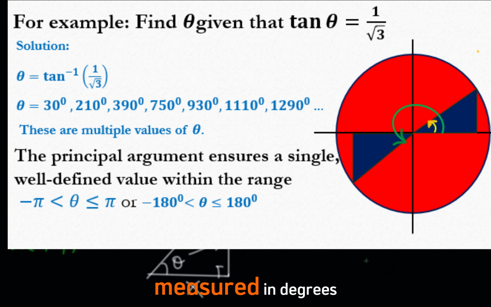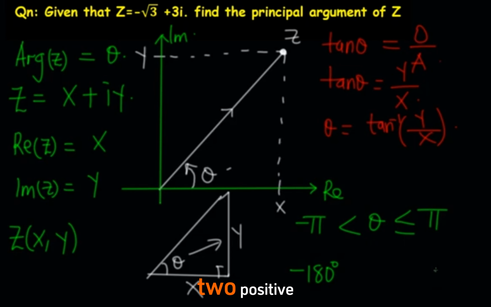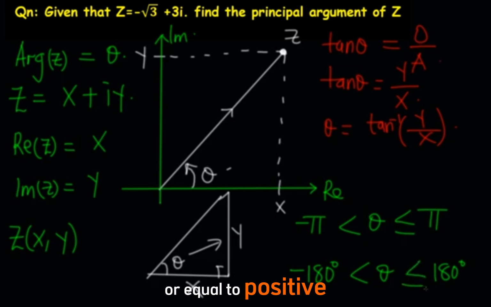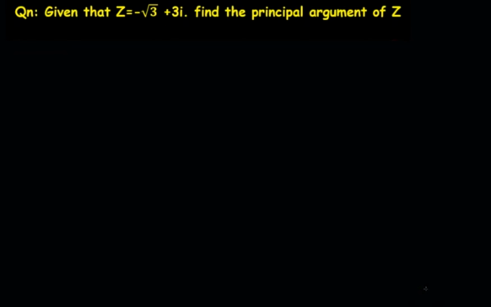Now if it is measured in degrees, this theta is expected to lie between negative 180 degrees and positive 180 degrees. So this theta must be greater than negative 180 and is supposed to be less than or equal to positive 180 degrees. Now, if we have this information, we are going to solve the problem on our screen.